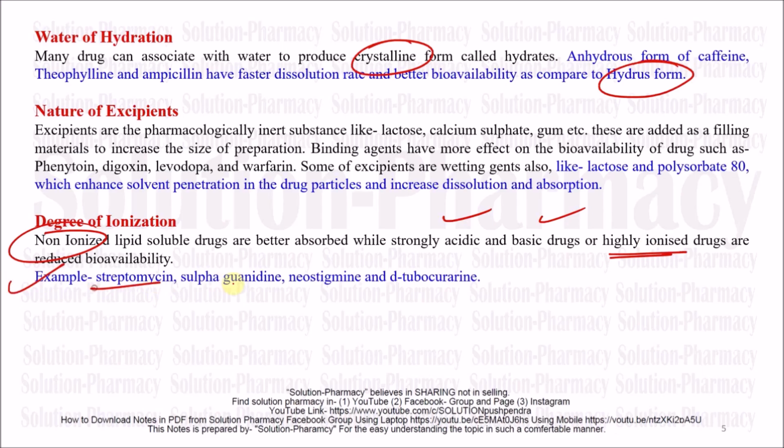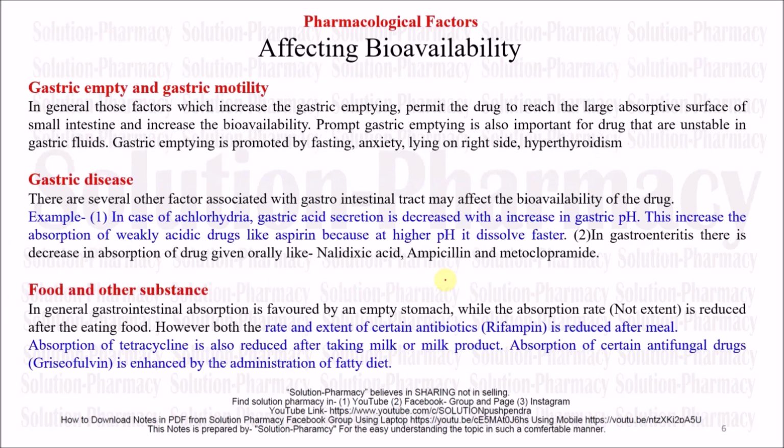Examples are streptomycin, sulfaguanidine, neostigmine and D-tubocurarine, which are better absorbed because of their unionized form. Now coming to the pharmacological factors which may affect bioavailability. These are gastric emptying and motility. If the gastric emptying is fast, then the absorption will be fast because the drug will reach the stomach very fast, and from the stomach they will reach the intestine also in a rapid movement. So the absorption will be fast.